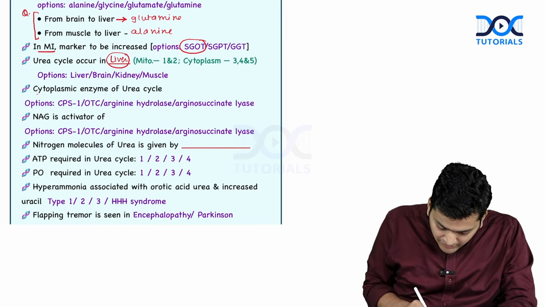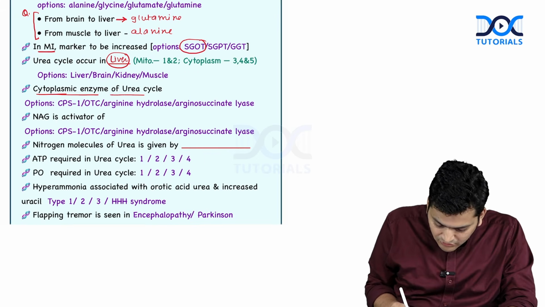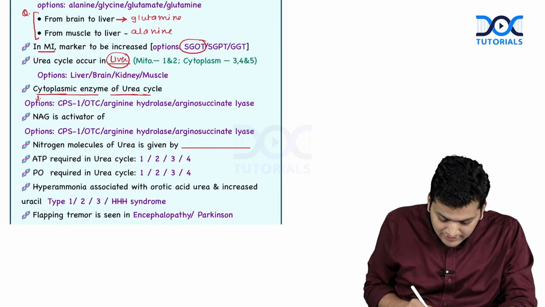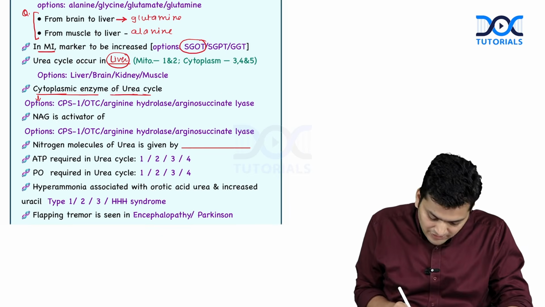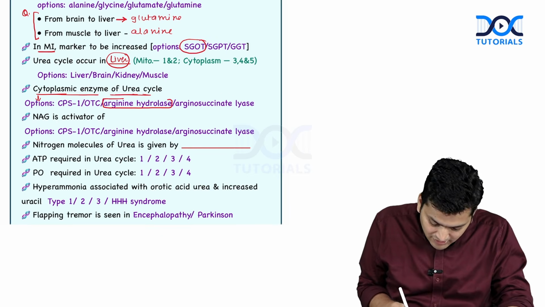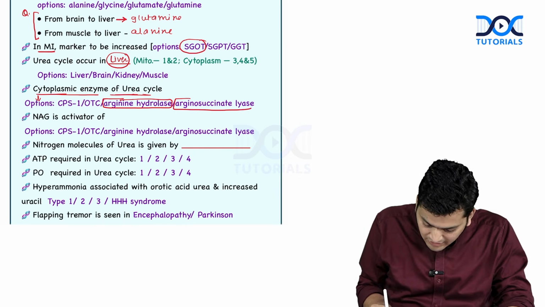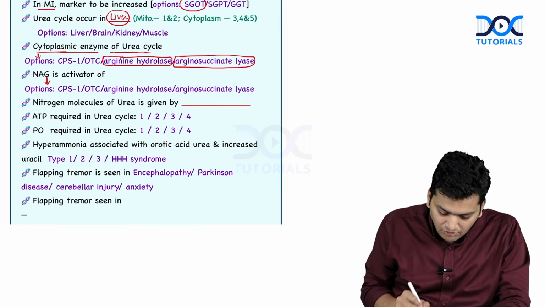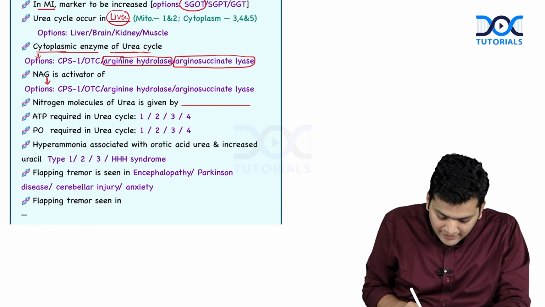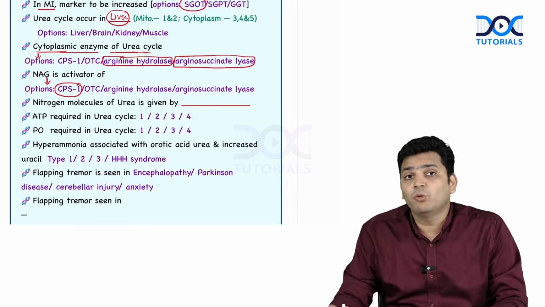Which are the cytoplasmic enzymes of the urea cycle? Among the given options, the cytoplasmic ones start with the letter A. So whichever option starts with the letter A, these will be the answer. Arginase, argininosuccinate lyase. NAG is an activator. NAG is an activator of which enzyme? CPS1 or OTC? CPS1.